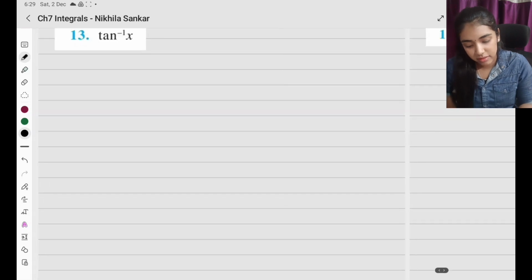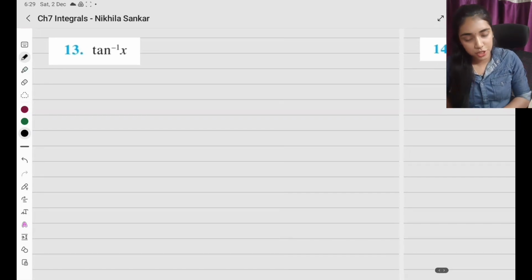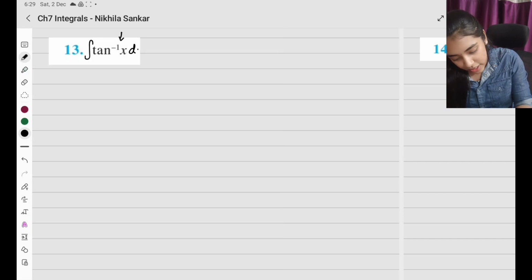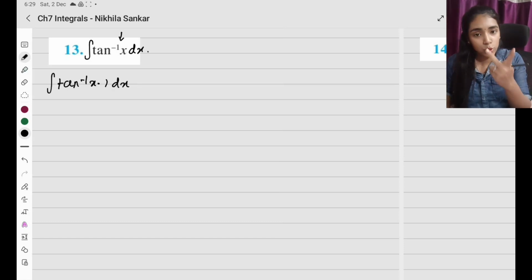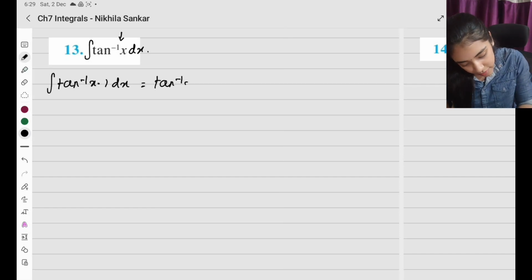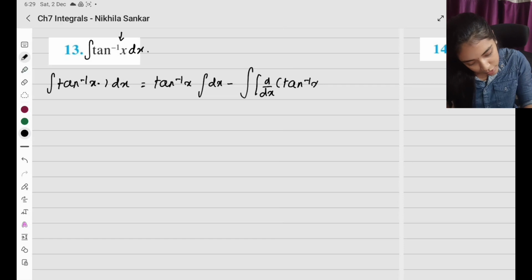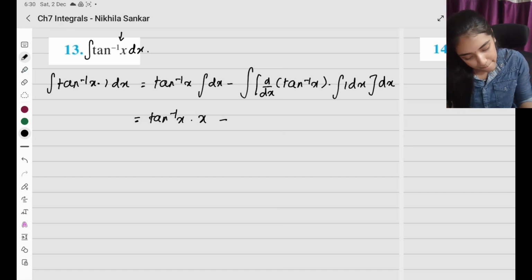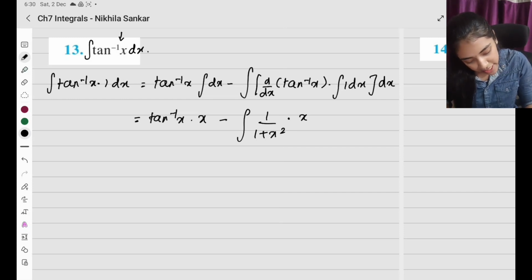Question number 13. I have tan inverse of x. This is my inverse function, so that is given the first preference. So I have the integral of tan inverse of x times 1 into dx. We need two different functions to do integration by parts, so I multiply by 1. So this is going to be first function times integration of second, minus the integral of d by dx of tan inverse of x times the integration of second times dx. So this is going to be tan inverse of x times x, minus the integration of d by dx of tan inverse x, which is 1 by 1 plus x square, times x times dx.